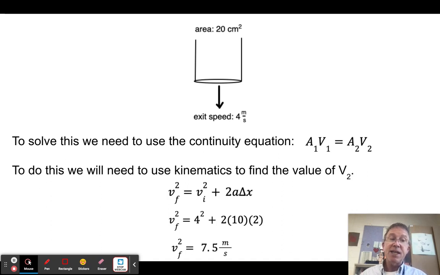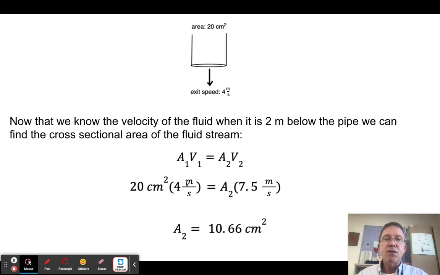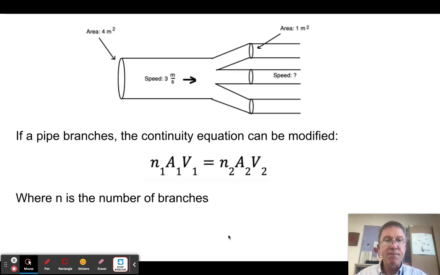So therefore, I would expect the area to be about half of what it was. Let's just see what we get. So we're going to say A1V1 equals A2V2. A1 was 20 and V1 was 4. I don't know what A2 is, but V2 was 7.5. And when I solve for A2, I get 10.6. It was 20, and it's almost 10 now. So it went down by almost a half, as we would have expected.